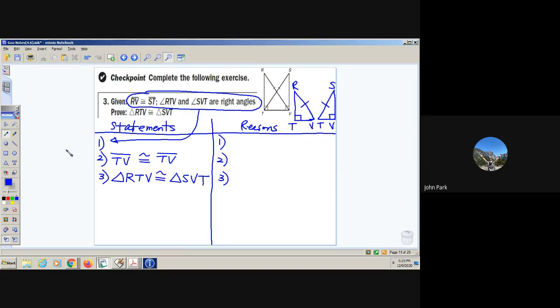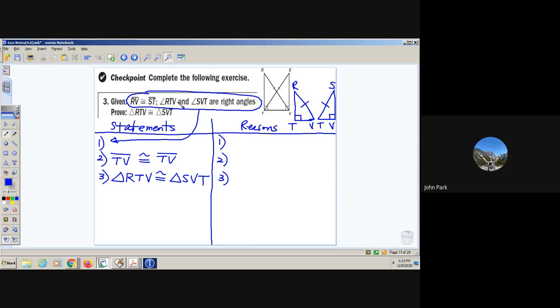All right, so here is another kind of intertwined triangles here. And so what you can do is sometimes separate the pictures like this. It would make it easier. So I'm looking at the triangle RTV that I'm trying to show and prove that's congruent to SVT. So I separate the two triangles. So here's the RTV, and then here's the SVT, right? And then I know that I was given that the RV is congruent to ST. So I mark RV congruent to ST.